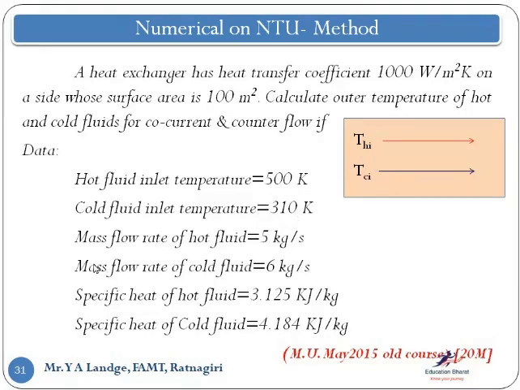They also give the mass flow rate of the hot fluid and the mass flow rate of the cold fluid, which we represent as MH and MC. The specific heat of the fluid, as it is given in kilojoule, we need to convert into joule. So 3.125 into 1000 will convert it into joule. Similarly for the cold fluid, we convert kilojoule into joule. Why are we converting? Just because we want an identical unit. The unit should be the same.